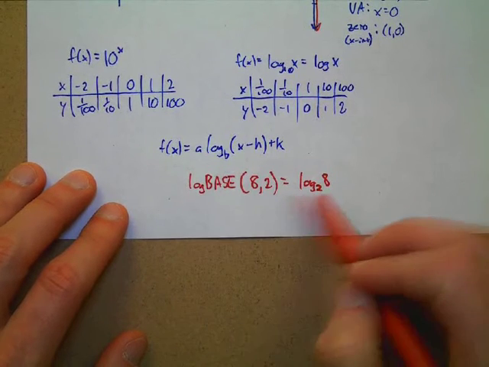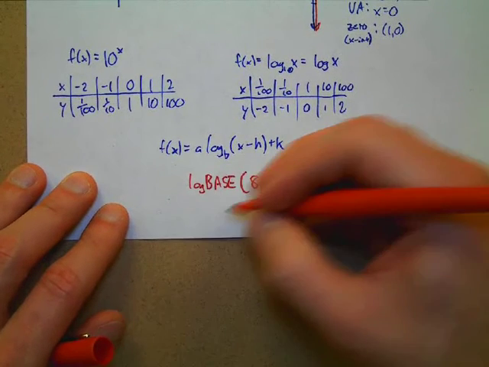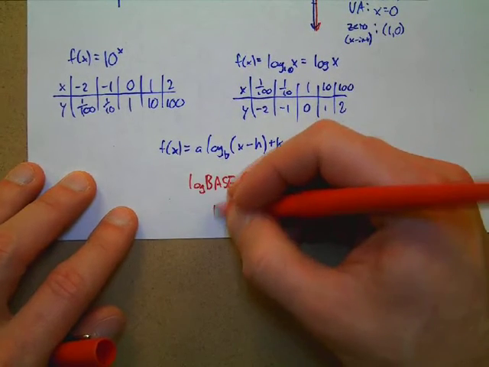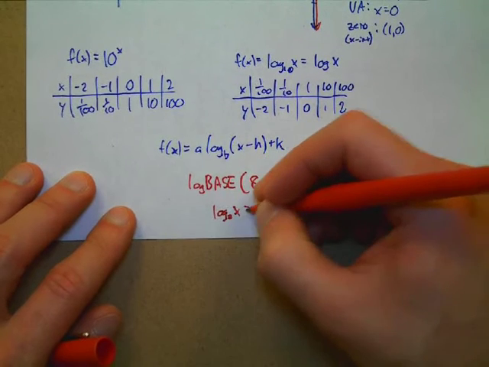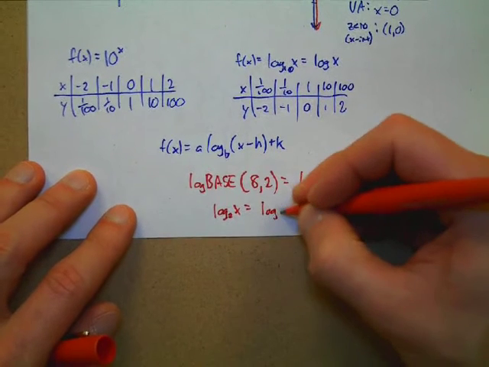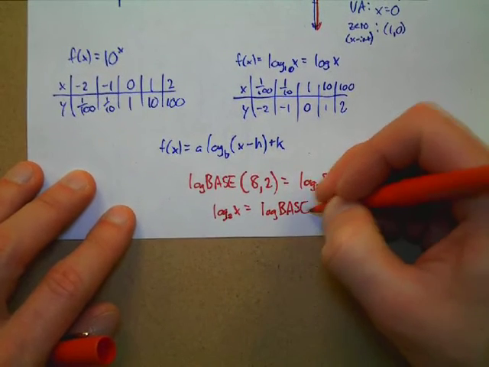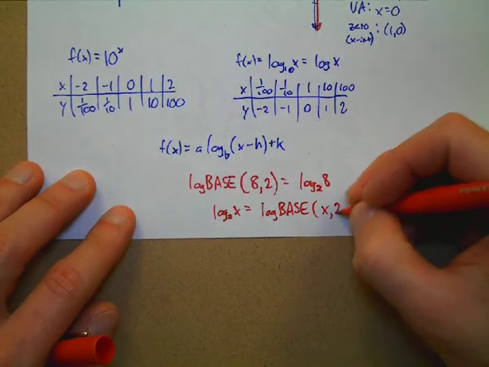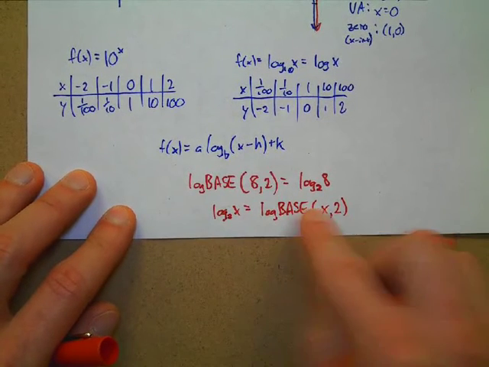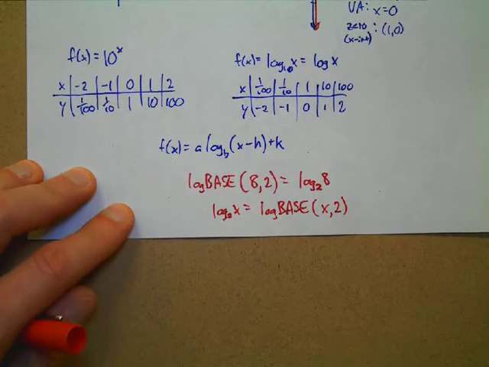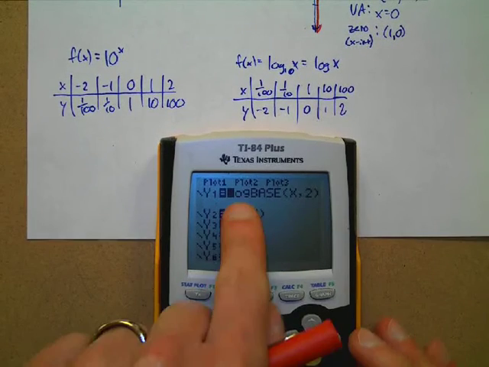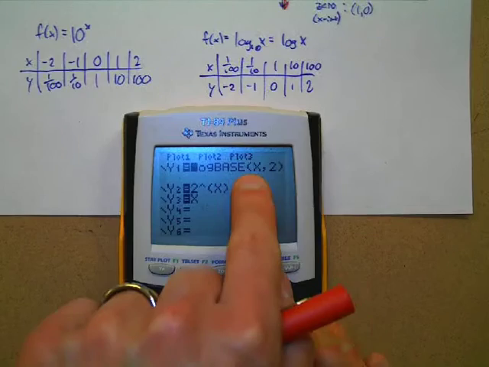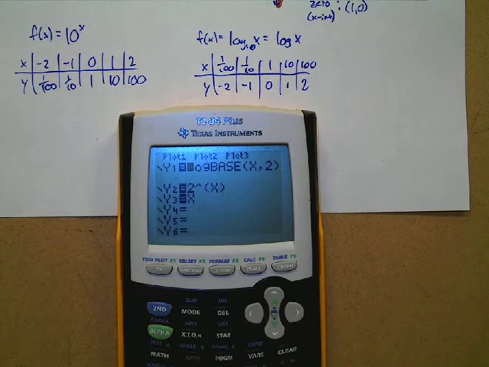So in other words, if you want to graph log base 2 of x in your calculator, you would do log base x comma 2 like that. If you want to graph log base 2 of x in your calculator, it would be log base x comma 2.